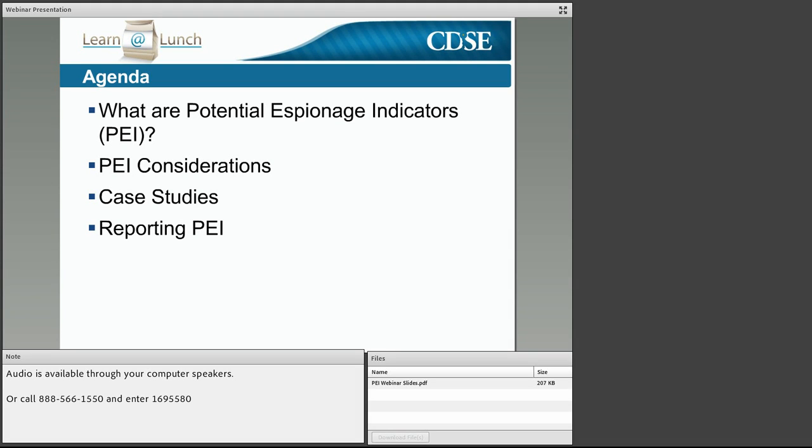Understanding and reporting PEI is a critical component of an effective insider threat program. The 2012 National Insider Threat Policy and Minimum Standards for Executive Branch Insider Threat Programs has mandated and provided guidance for federal agencies that handle classified information to deter, detect, and mitigate actions by employees who may represent a threat to national security. Next slide, please.